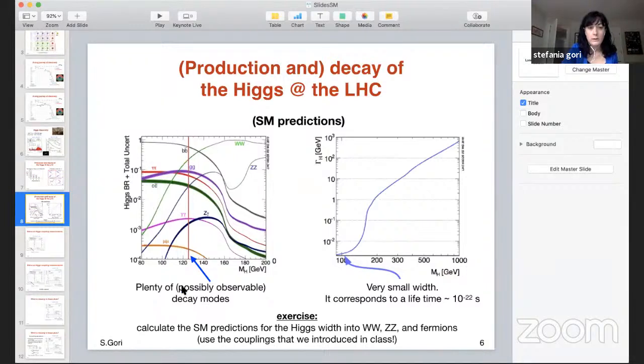So in this plot that you see here on the left, I'm showing the branching ratios, so the several probabilities for the Higgs to decay as a function of its mass. Obviously, before the Higgs boson discovery, we didn't know the Higgs mass. And now we know, so we are here at 125 GeV.